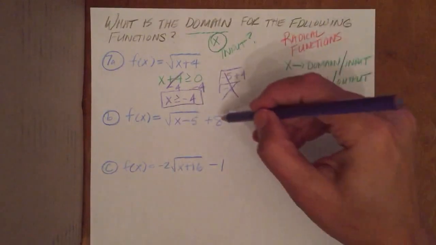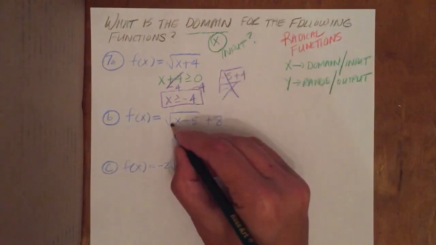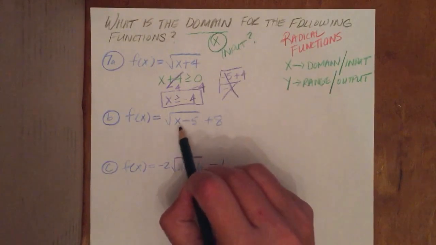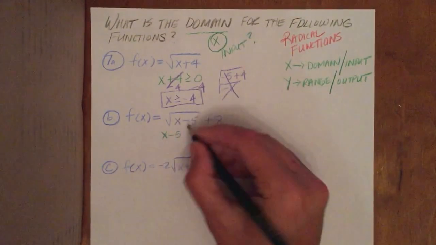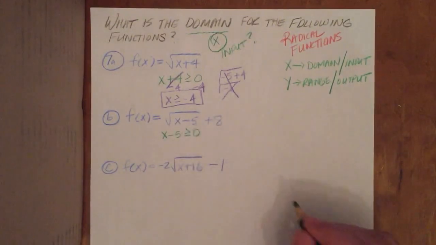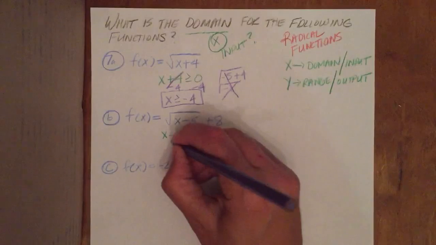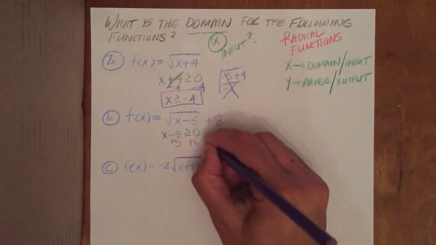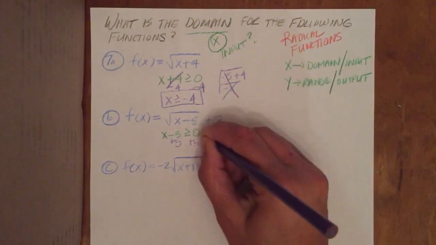Same thing here. Don't worry about this 8. We have to find out what it is I can input into the function. Well, I know what's underneath the square root sign has to be 0 or larger. You can't take the square root of anything negative. So I know that x minus 5 has to be larger than or equal to 0. Again, I solve that, so I'm going to add the 5 to both sides. So x has to be larger than or equal to 5, and that is my domain.